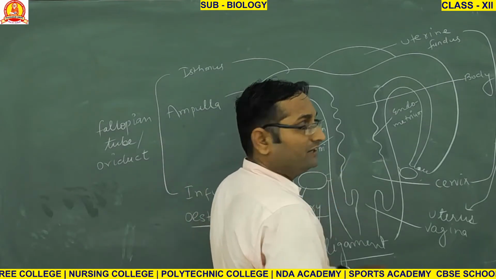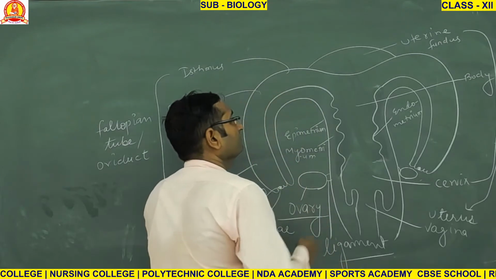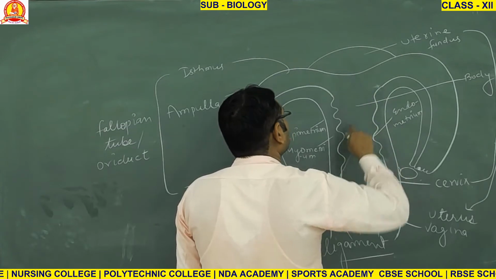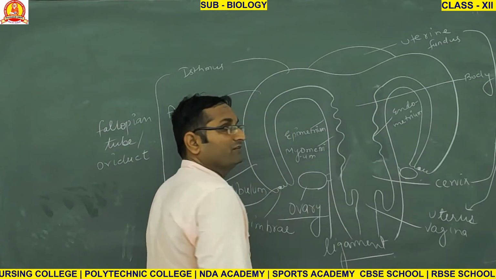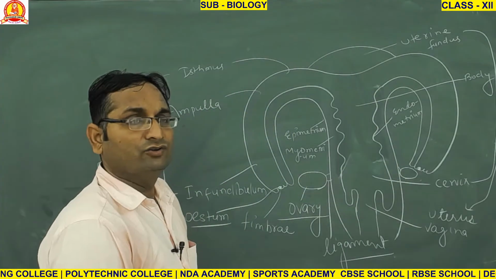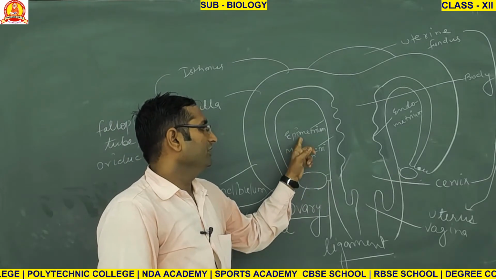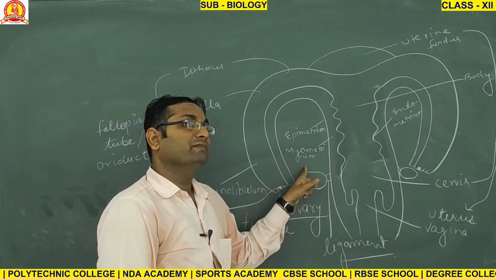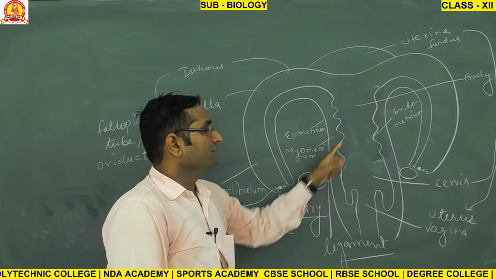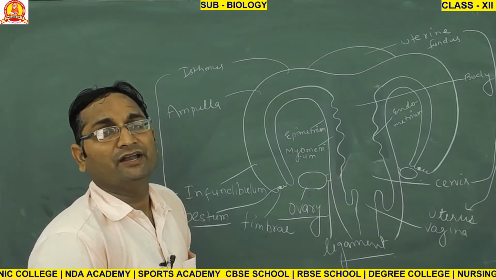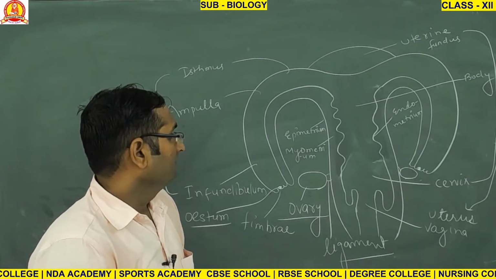Uterus is again divided in three parts. First is uterine fundus, a dome shaped structure. Second one is body, and third one is cervix. Uterus is also covered by three membranes from outside to inside: epimetrium, myometrium, and endometrium.